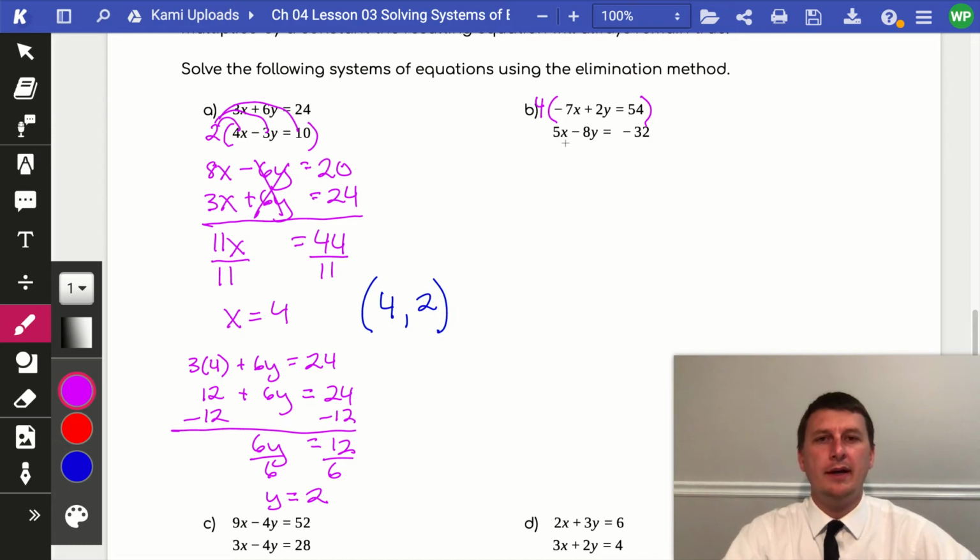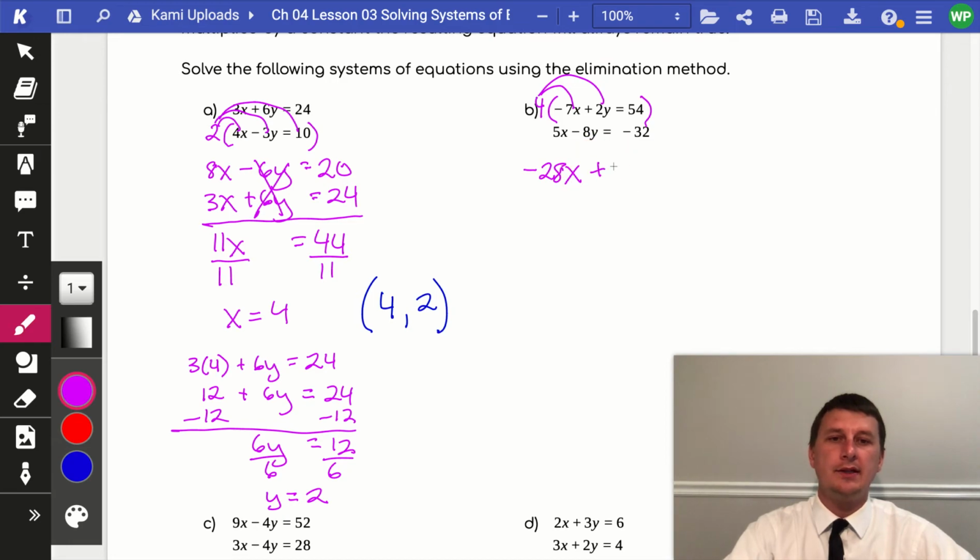Now, before we go ahead and multiply it, let's just check to make sure that it will result in opposites. 4 times +2y is +8y, which is the opposite of -8y. So we would be safe by multiplying by 4. So 4 times -7x is going to give us -28x. 4 times 2y is going to give us 8y. And 4 times 54 is going to give us 216.